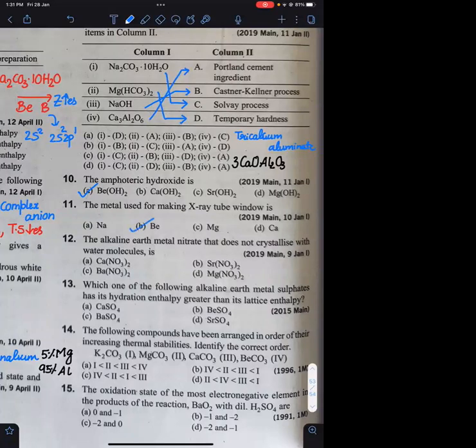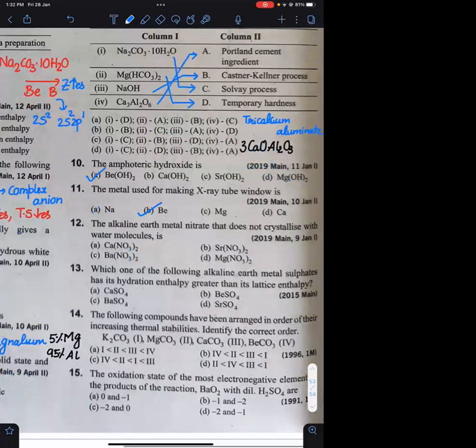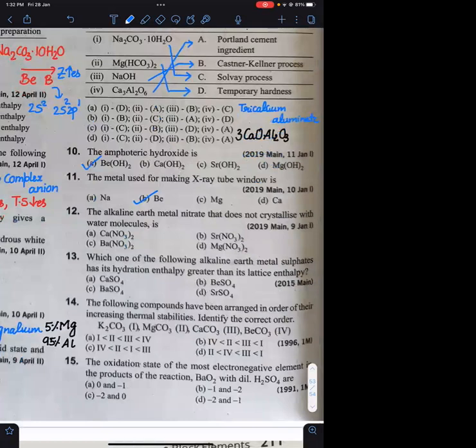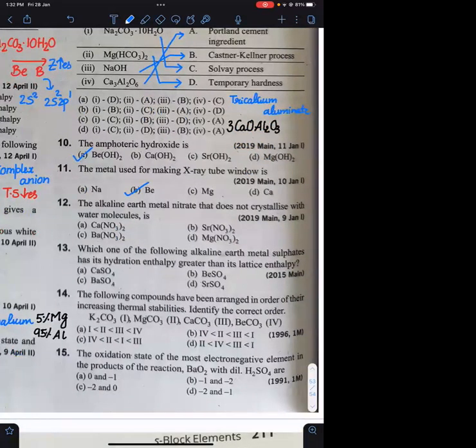Is that clear? You can also remember this as important use of beryllium. Okay. ठीक है. But if you apply some logic, beryllium has to be a preferred option because it won't be ionized by X-rays. Okay. Next, 12th.